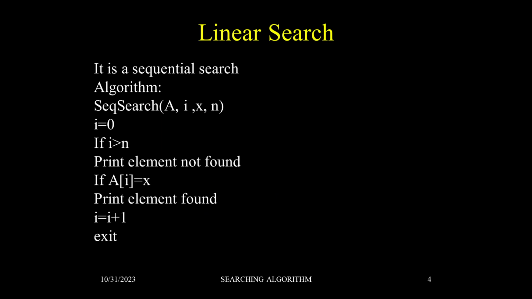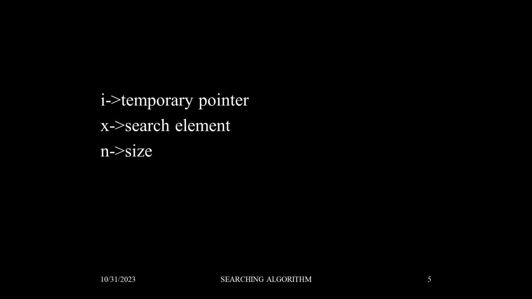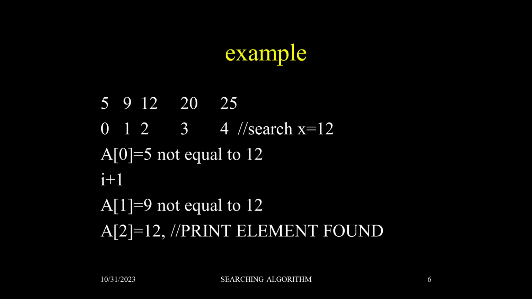We have different types of searching algorithm. The first algorithm is the linear search. It is a sequential search: linear, as you understand, first we go for the first, second, third, one by one. In the sequential search algorithm we take a, i, x, n, and i is equal to 0. If i is greater than n, then print element not found, or if a of i is equal to x, then print element is found. This is a very simple algorithm. Here i is the temporary pointer, x is the search element and n is the size. These are the things we have declared.